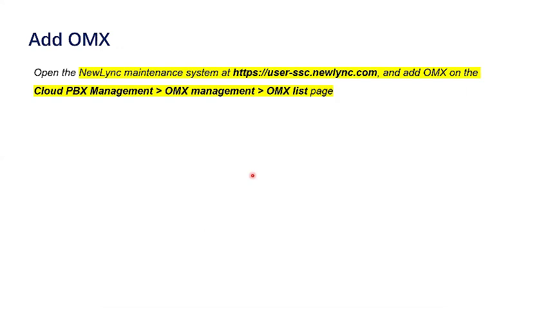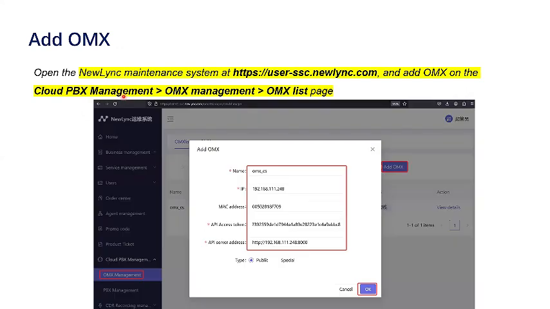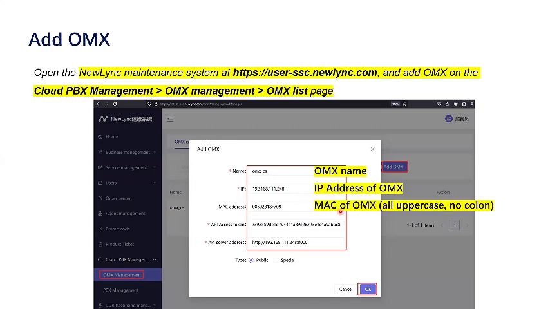Now we want to add the OMX. On the Newlync maintenance system, you can add the OMX under cloud PBX management, cloud PBX, OMX management. Then enter the OMX name, so you can define the name of the OMX. Then of course the IP address of the OMX. Then the MAC address of your OMX, so make sure that it's all uppercase with no colon. And the API access token. This is the API key for the OMX master account.